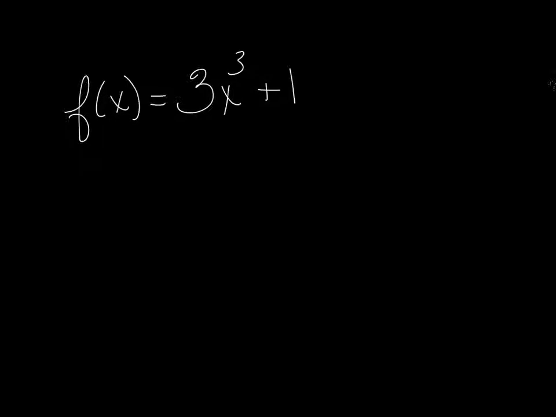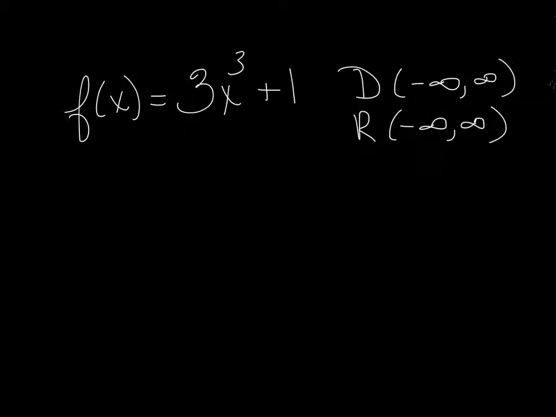All right, here's our function. Let's think about this. What's the domain of this function? All real numbers. Domain is all real numbers. Can we tell what the range is? Yeah. What is the range? The y values, possible y values. Negative infinity to infinity. Okay, the range is also all real numbers, negative infinity to infinity. We always go from smaller to larger.